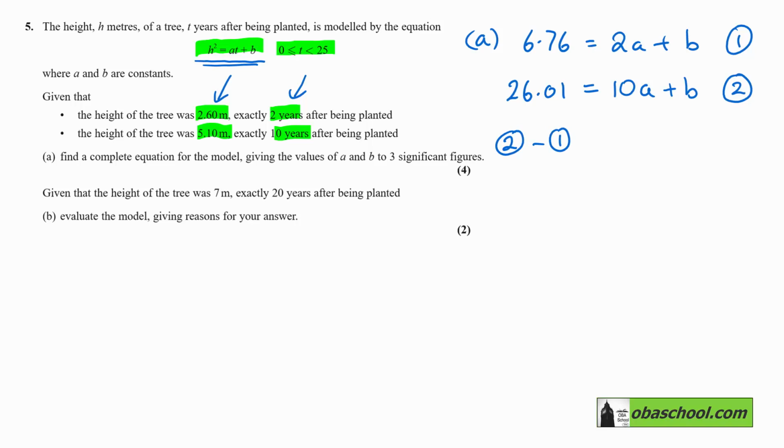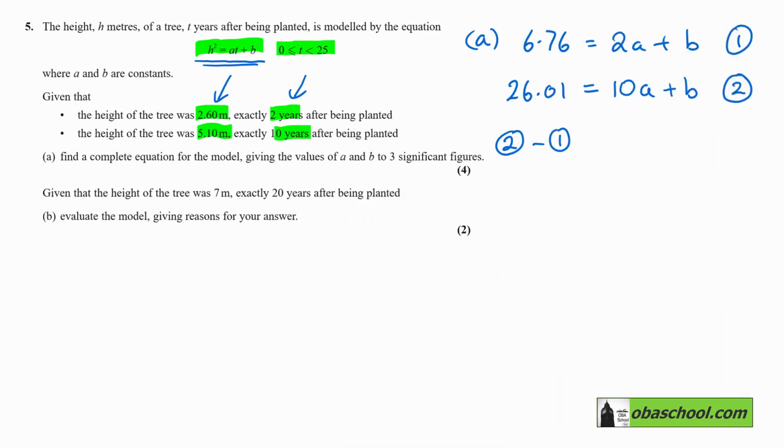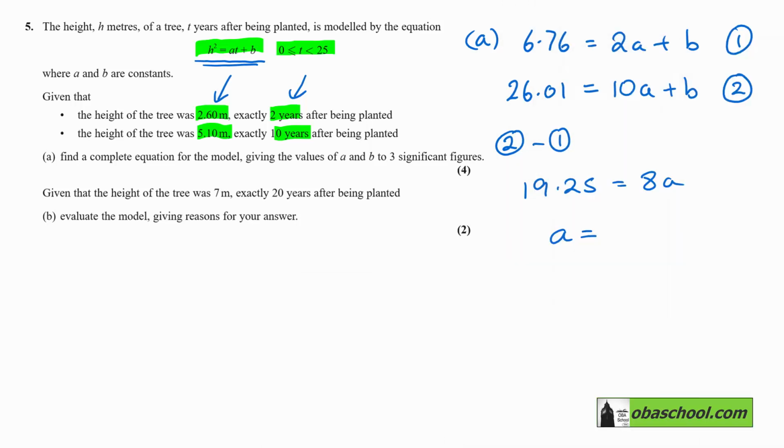So what we need to do is 26.01 take away 6.76. That will give me 19.25. 10a take away 2a is 8a, and b take away b disappears. So a is going to be 19.25 divided by 8, and that gives me 2.40625.